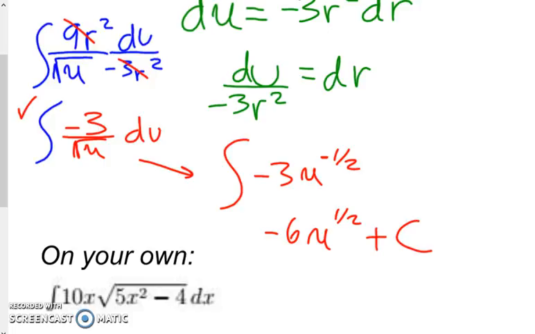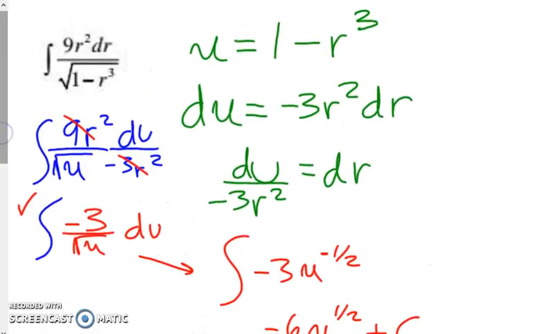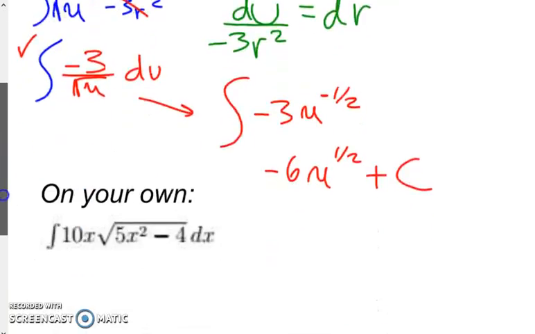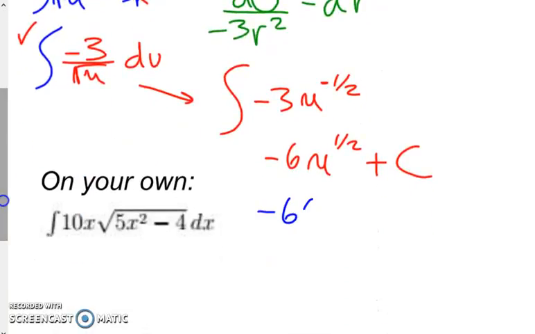Finally, I'm just going to look at what I called u originally. I called it 1 minus r cubed. I'm going to sub it back in so that my antiderivative is negative 6 times (1 minus r cubed) to the 1/2 plus c.